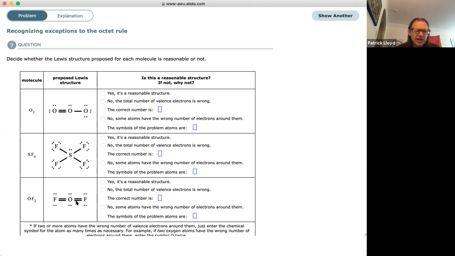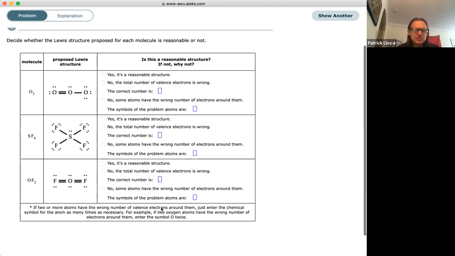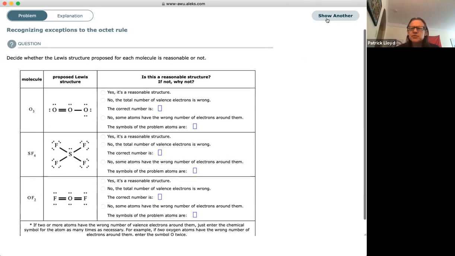The fluorine seems okay. There is a problem with how the fluorine's working out here, but each fluorine has the correct number of electrons. That's okay. So we would just say that it's the oxygen that's the problem. Okay. Let me show you one more.